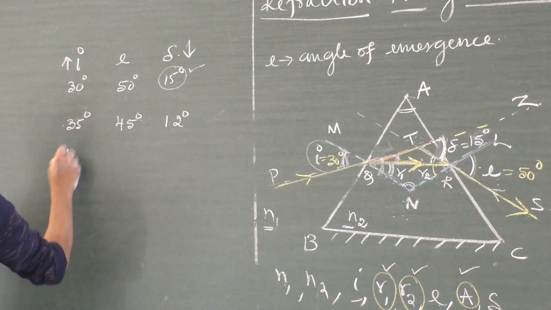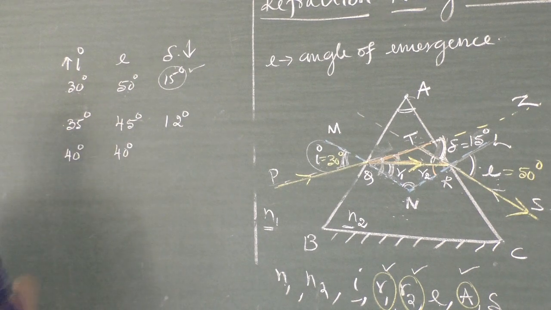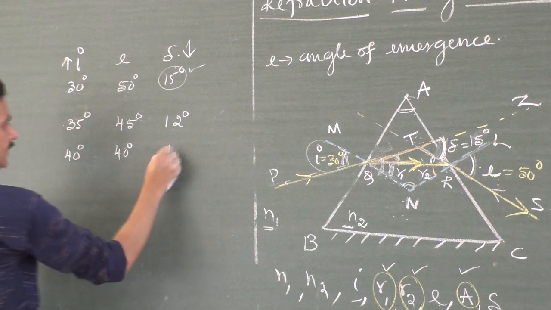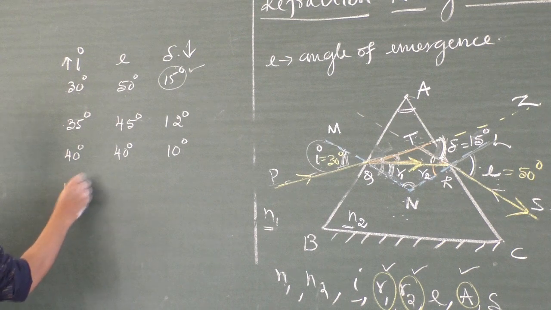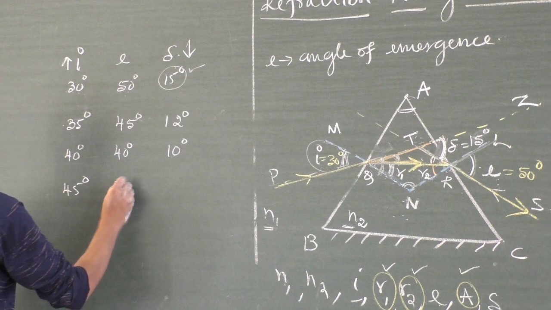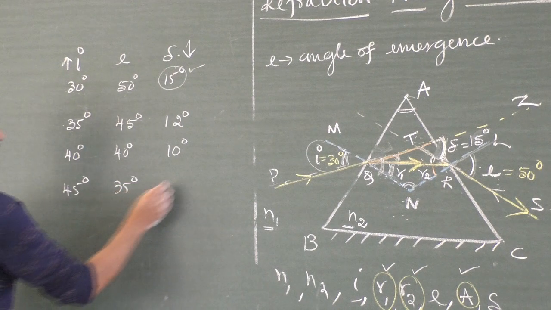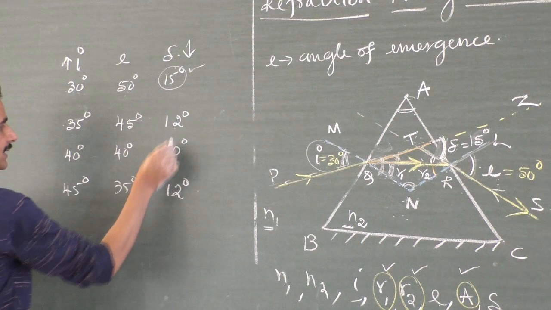Okay, 35. I will make this as 40 degrees. Angle of emergence becomes 40 degrees. This decreases. Angle of deviation decreases. Now you try for still more angles of incidence and you are trying to find whether angle of deviation becomes 0. I will make the angle of incidence 45. Now the angle of emergence, say it is 35. Now the angle of deviation becomes 12. It has started decreasing, decreasing, decreasing.